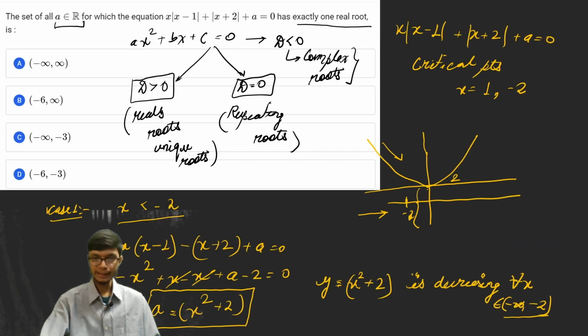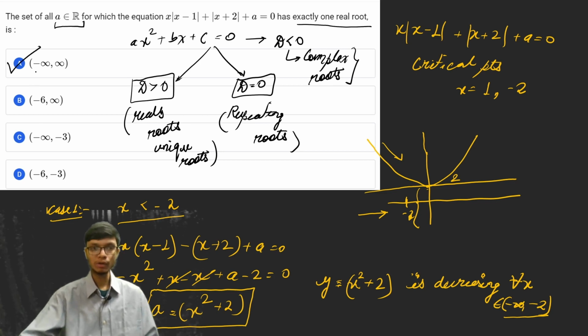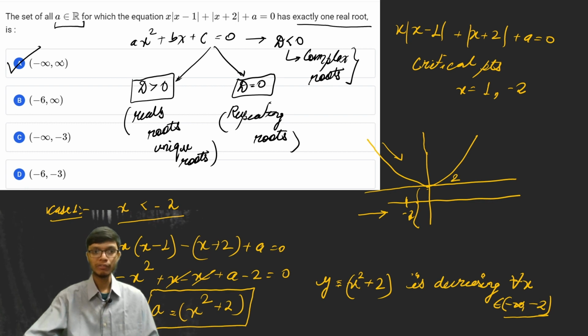Therefore, if you look at the entire interval, every interval, the set of the values for which the equation has exactly one real root is basically the set of all a. That means the value of a will be a real number itself. That means for all real numbers, from minus infinity to positive infinity, these functions will have exactly one solution. All right, so with this, option a is the right answer.